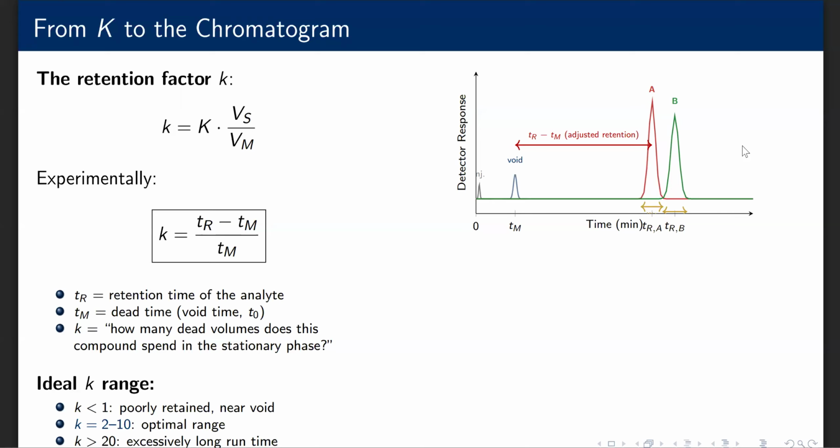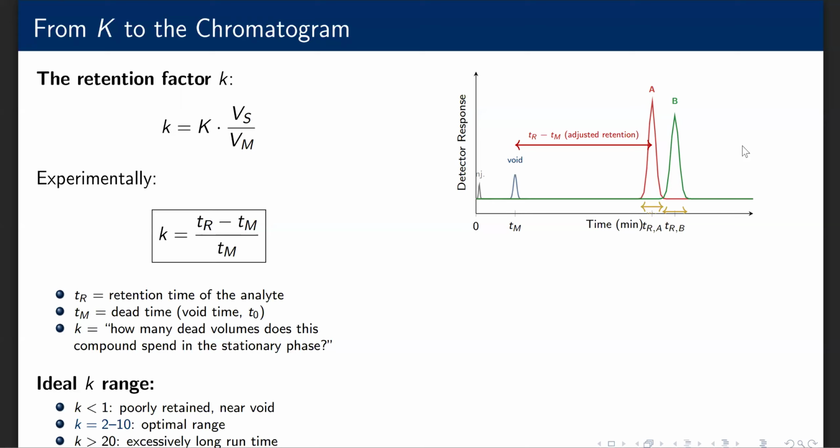The retention factor k is the experimentally accessible version of capital K. It equals the adjusted retention time, that is tR minus tM, shown by the bracket, divided by tM. Think of k, small k, that is, as answering this question. For every minute this compound spends moving with the mobile phase, how many minutes does it spend sitting in the stationary phase? A k of 3.5 means the compound spends 3.5 times longer in the stationary phase than in the mobile phase.